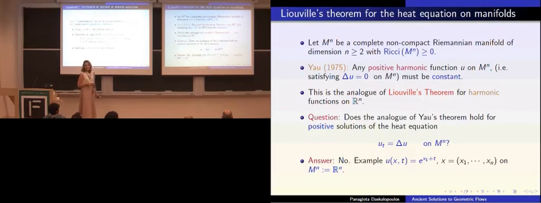And you may ask the same question for solutions of the heat equation on a complete non-compact manifold, in particular on R^n. Let's say positive solutions, non-negative. So are these constant? And of course, you can easily see that they're not, there are other solutions like e to the x1 plus t. It's a very simple solution of the heat equation on R^n, which is definitely not constant.